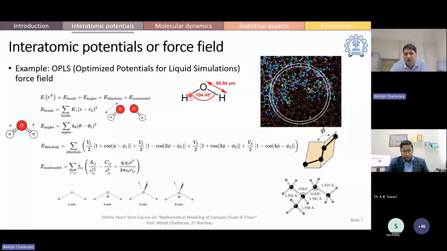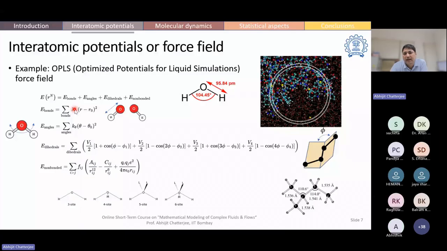If the bond is stretched extensively, then this quadratic term grows. If the bond is contracted, then the energy term also grows. Only when the bond length matches the equilibrium bond length do we get a zero contribution from this term. In a similar spirit, we can consider the bond angle term.